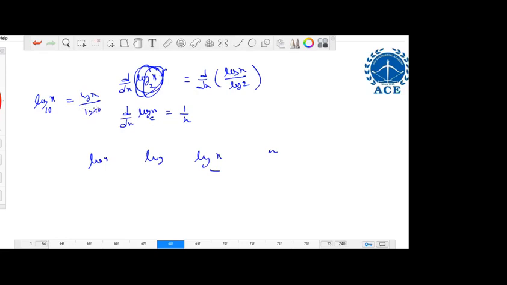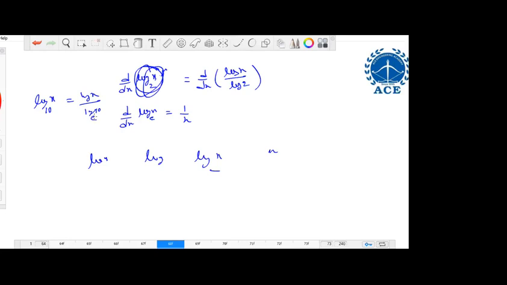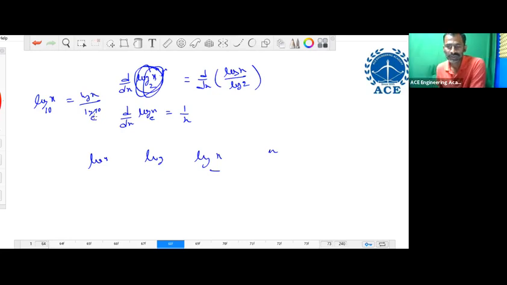Then log of 10 is not equal to 1. It is log base e, sir, in this case. We are converting to log x by log 10, which means here the base is base e, log 10 base e. Okay, sir. Log, that means it is converted to log base e. Yeah. Okay, sir. Thank you, sir.